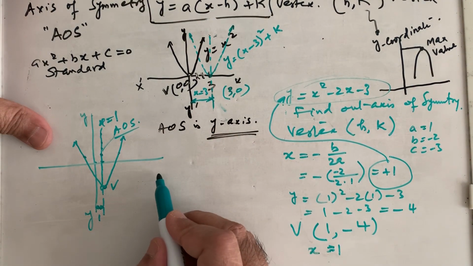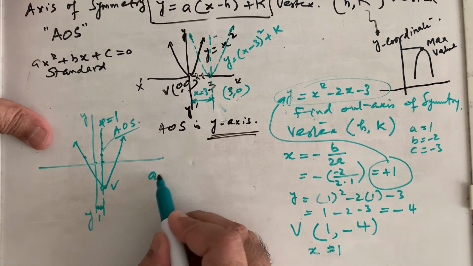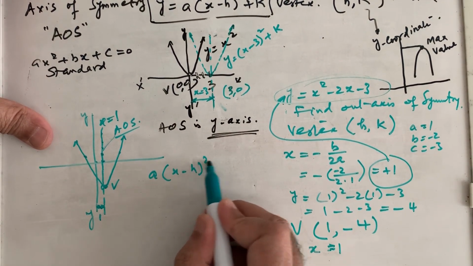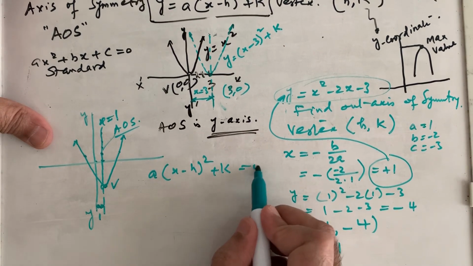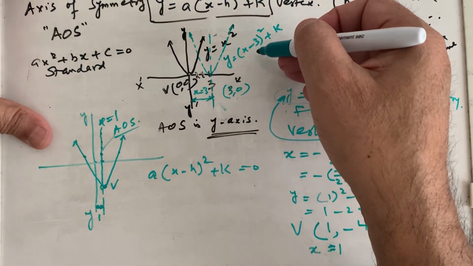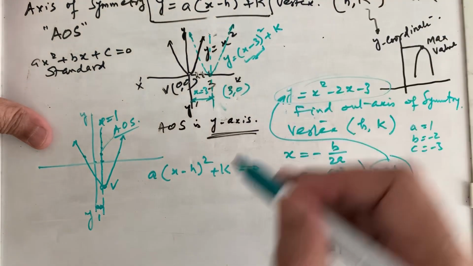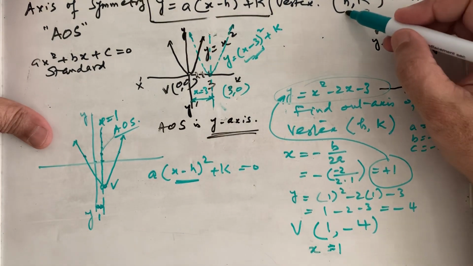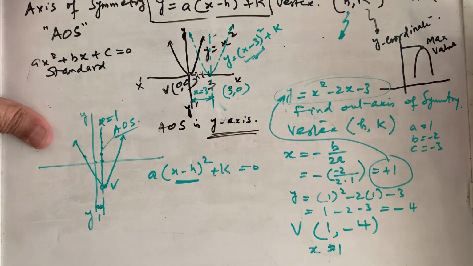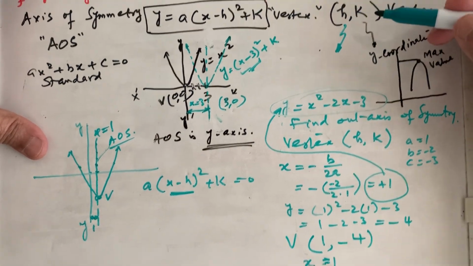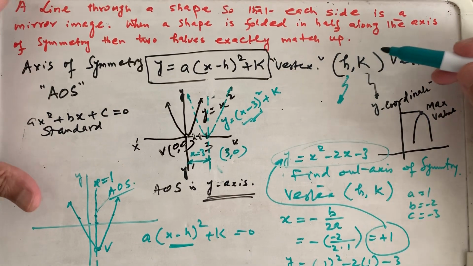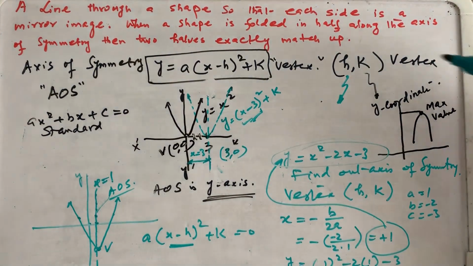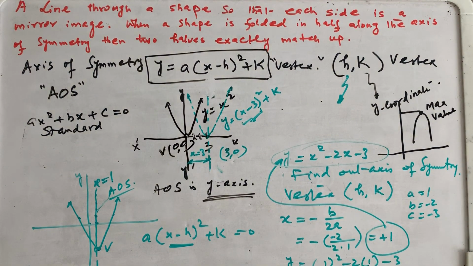But if you have the standard form, for example, a times (x minus h) squared plus k equals 0, then it is easy to locate your axis of symmetry. It's right here. So these values of h and k are very important to determine several aspects of the parabola. From the h value, we can find the axis of symmetry. From the k value, we can find the maximum or the minimum point. And these are the vertex, where the maximum or the minimum value occurs.